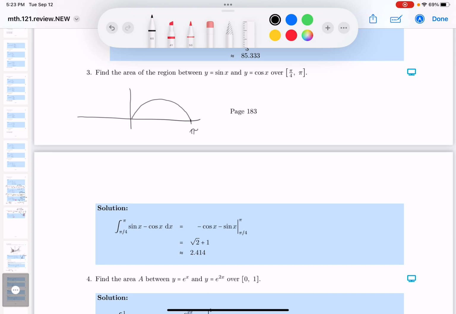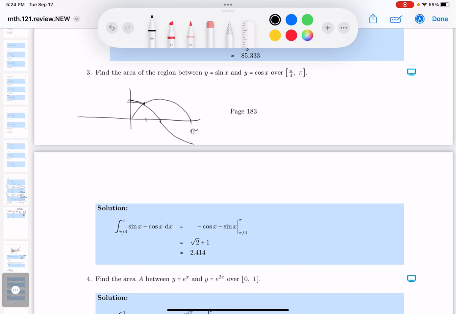Now, pi over 4, this is pi over 2, pi over 4 will be over here somewhere, all right? Then the question is, what does the cosine curve look like between that region? And the cosine curve looks like this. And it goes through there. They actually equal each other there. Goes down like this, and it comes over here like that, all right?